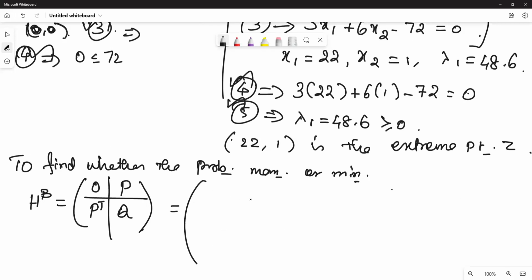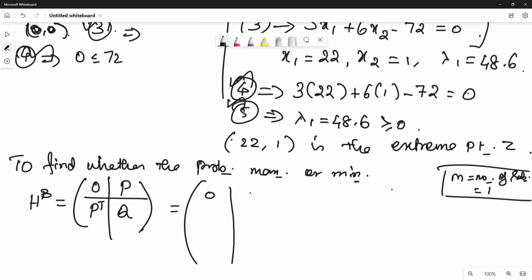The 0 matrix is a square matrix with order equal to the number of subject to constraints. Here, how many subject to constraints are there? We take it as M. M is the number of subject to constraints conditions. So here it is 1. So the order of the 0 matrix is nothing but the number of subject to constraints. So here it is 1, so a 1 by 1 matrix.